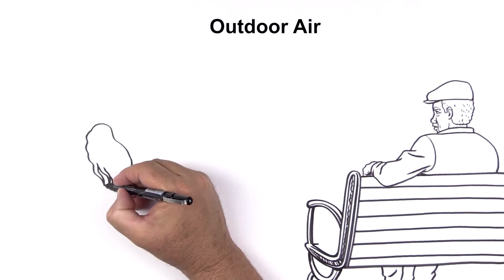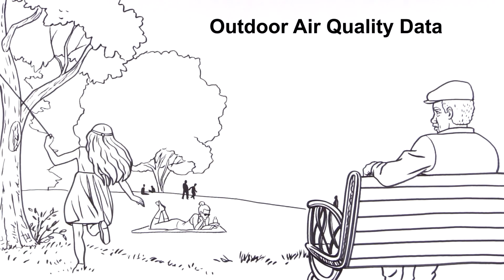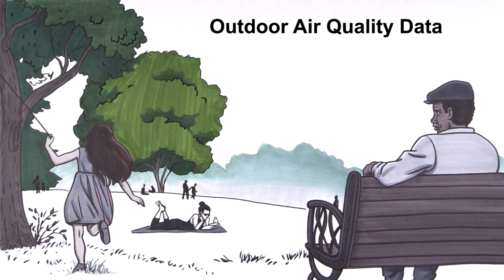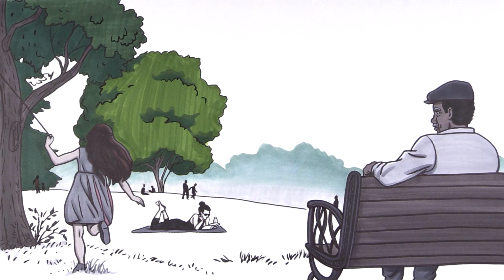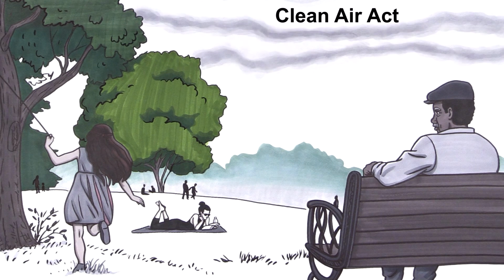Understanding the kinds of outdoor air quality data that are available and how that data differs can help you determine how they may be used. Let's start with the data collected for regulatory purposes. The Clean Air Act directs EPA to limit levels of air pollution in the outdoor air.